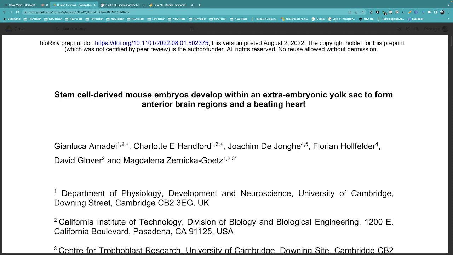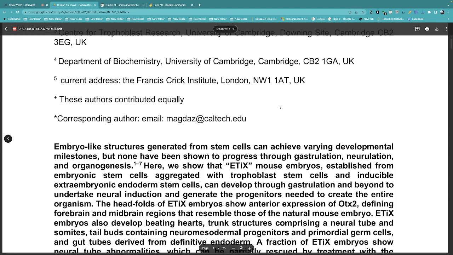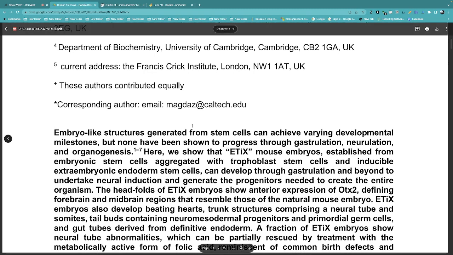So in this case, you're forming anterior brain regions, or things at the front of the brain, like the forebrain, and then a beating heart. So it's not only that you're forming heart cells that differentiate, you're forming this structure that starts to beat, and you can get a viable organ in that way. So you get organogenesis, basically, in this kind of model.